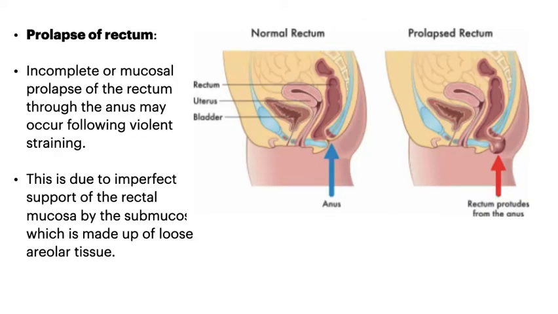Right? So, what is prolapse of the rectum? This is a normal rectum. This is the prolapsed rectum. Incomplete or mucosal prolapse of the rectum through the anus occurs following violent straining or due to imperfect support of the rectal mucosa by the submucosa. That can also lead on to the prolapsed rectum.